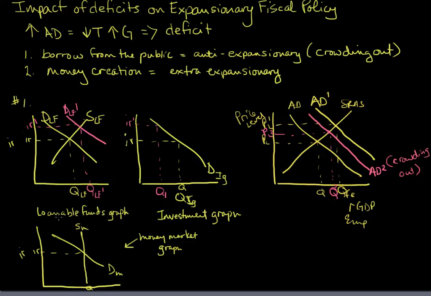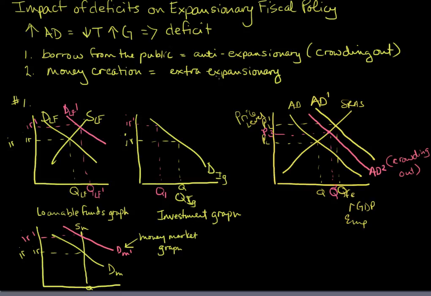One other way to describe this situation instead of using a loanable funds graph is that you could also use a money market graph. And in this case, when the government runs a deficit and borrows from the public, it's actually increasing the demand for money. And so when the demand for money increases, you can see that interest rates rise. And so you have the same effect here on the investment graph, which would have the same effect on an aggregate demand graph. Aggregate demand would actually decrease and it would be contractionary.